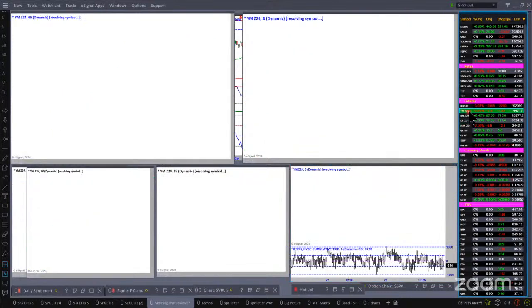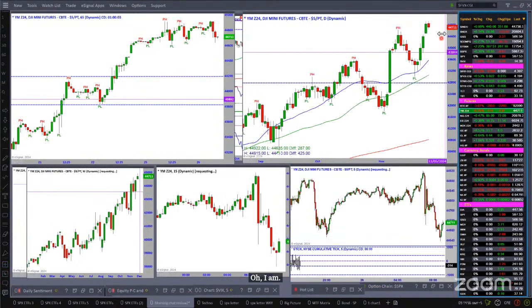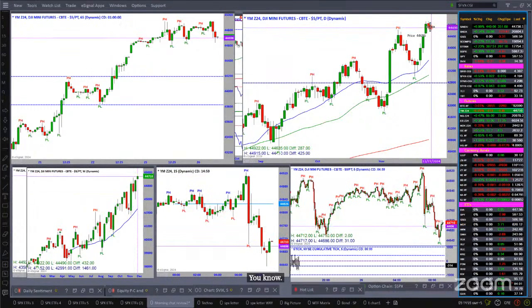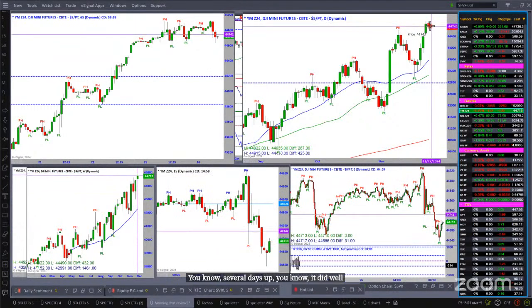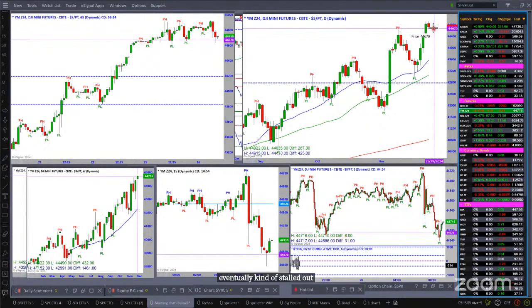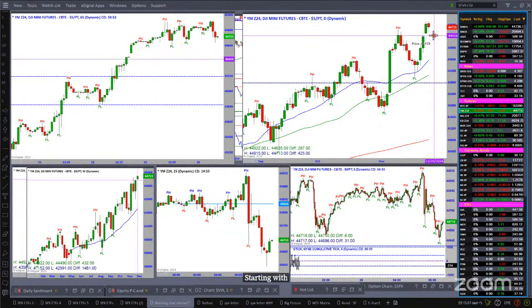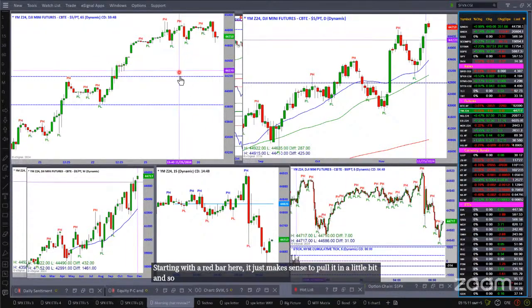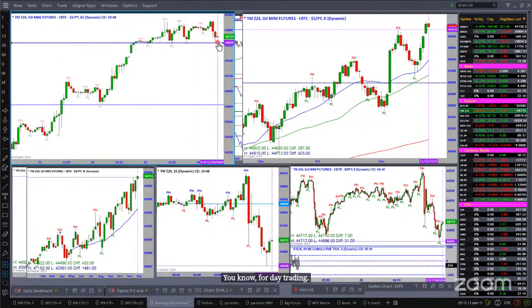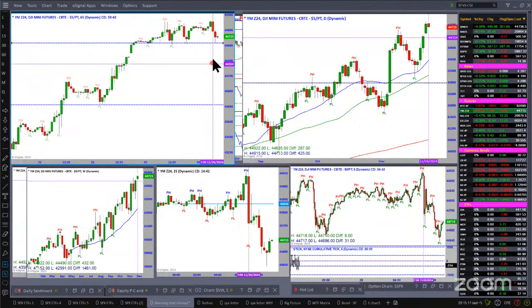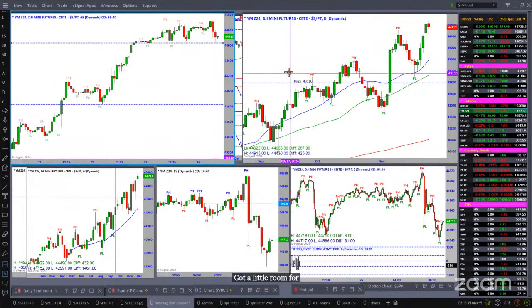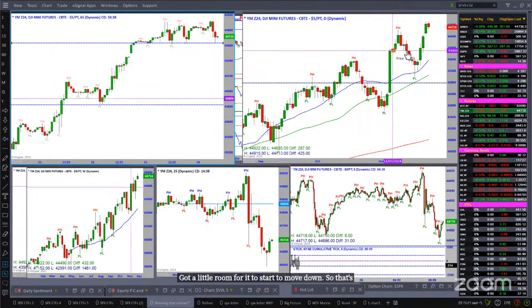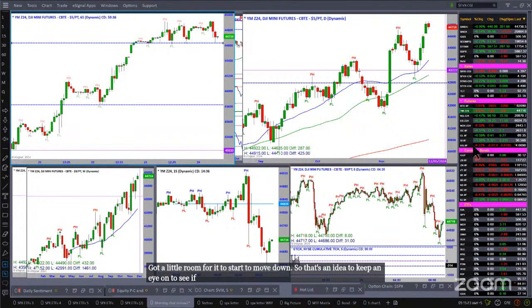And the YM, several days up. It did well yesterday, but eventually stalled out in the middle of the day, and starting with a red bar here, it would just make sense to pull in a little bit. So for day trading, if this was to break below this low, it's got a little room to start to move down. That's an idea to keep an eye on to see if it rolls over.